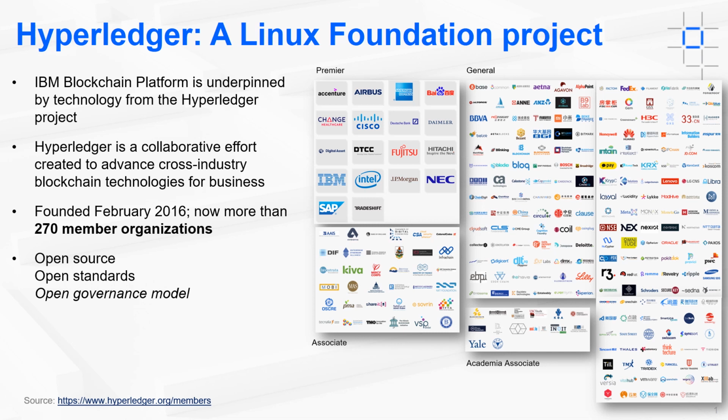Since 2016, over the course of almost two years, we have scaled to 270 member organizations. If you see on the right-hand side, you'll find the who's who of the industry, from Accenture to Airbus to Intel to JP Morgan to IBM and SAP, as premier partners of the Hyperledger project. Besides that, there are many other partners, including academia associates. The program is even open to academia, so any academician interested in blockchain can join the Hyperledger community and contribute to the code and the project in whatever way they want.